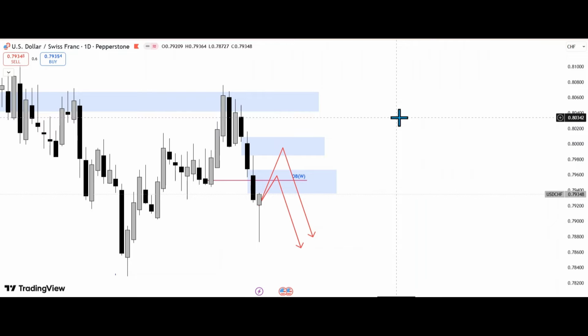And then of course we also have DXY. So DXY also had the fair value gap. So it means if the bearish fair value gap holds and we're getting bearish moves, then USDCHF is also likely to get bearish moves because they're both positively correlated. Now this is the final. We don't want to see price violate this. If we violate this, then you're likely to get a bullish move.